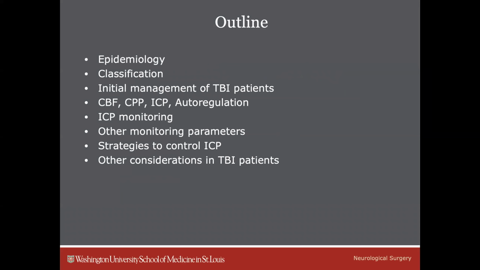Basically, we'll talk a little bit about epidemiology of TBI, different classification systems, how to initially manage patients with TBI, and then the concepts of cerebral blood flow, cerebral perfusion pressure, ICP, and what cerebral autoregulation is. Then we'll talk about ICP monitoring in a little bit more detail and some of the other monitoring strategies we can use, and then how we control ICP in patients, and then other considerations for TBI patients.